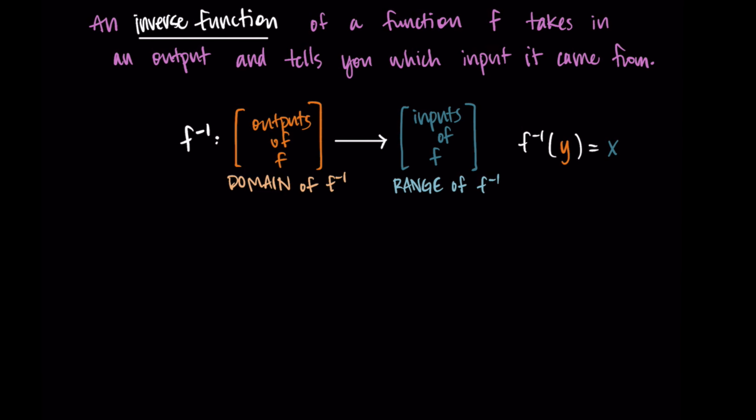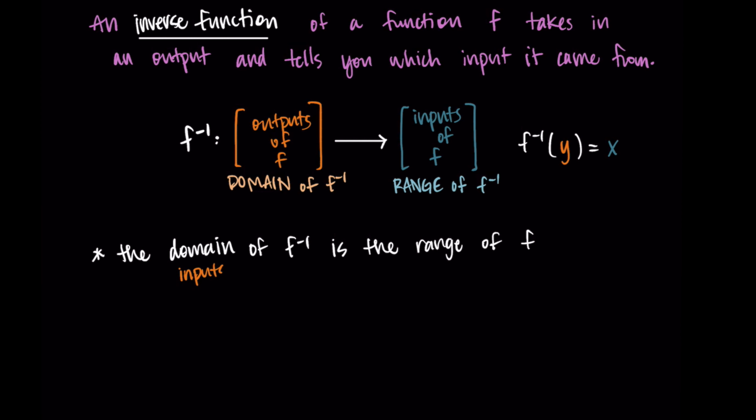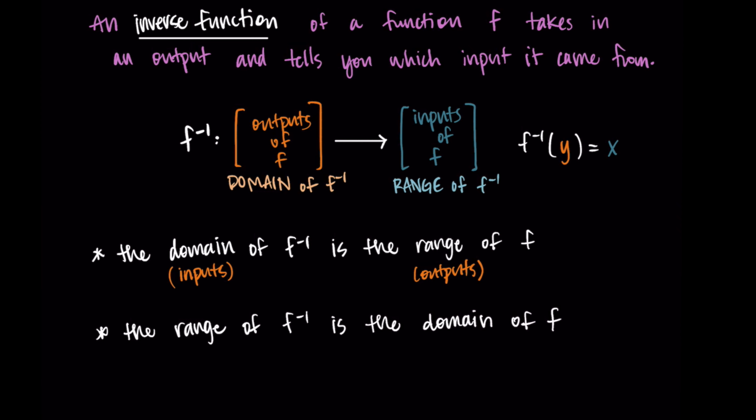I know this is a lot of vocabulary, a lot of words. Let me write this out in a couple more summarizing statements, and we'll go over a few more things to hopefully solidify this. Here, the domain of the inverse function is the range of the original function. So what we're doing is we're taking the inputs for the inverse function as the outputs of the original. Then similarly, we can say the range of the inverse function is the domain of the original function. So the outputs of the inverse are exactly the inputs of the original function.